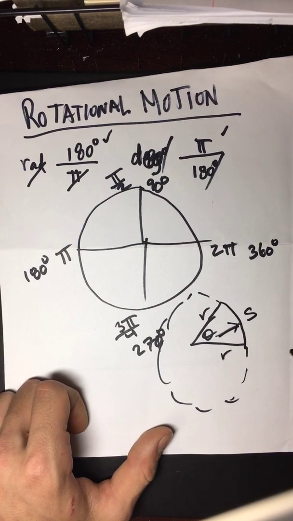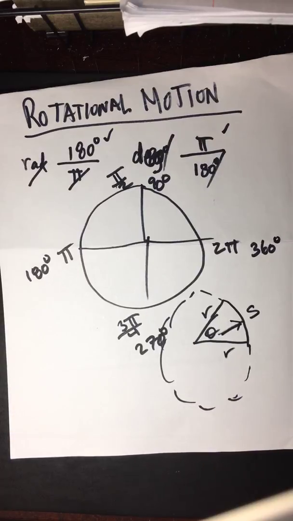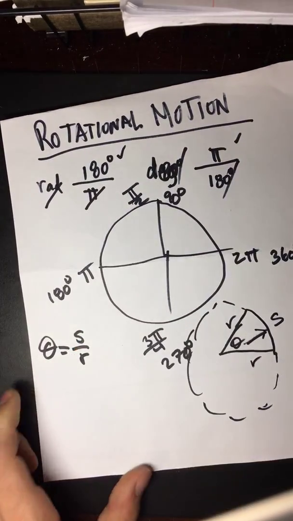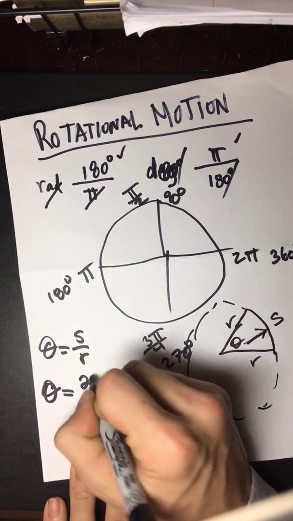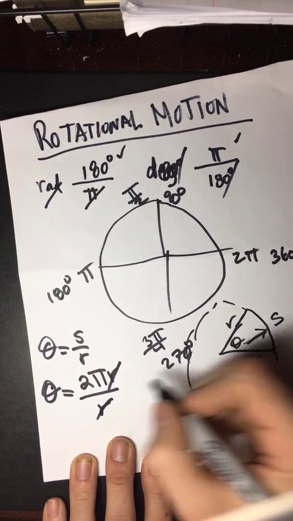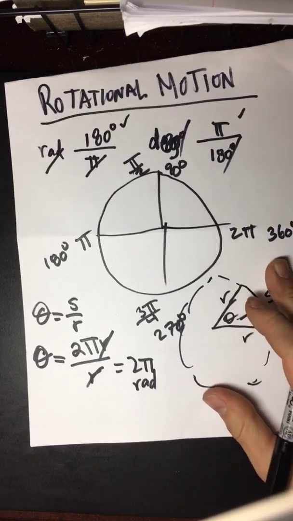So what we're going to see here is that we can actually generate some smaller formulas or equations. One of the first equations we'll write is theta equals S over R, S divided by R. Which means that theta also has to be equal to 2 pi times the radius over the radius. Those two cancel, and we'll wind up with 2 pi radians, or 2 pi rad, however you want to write it.